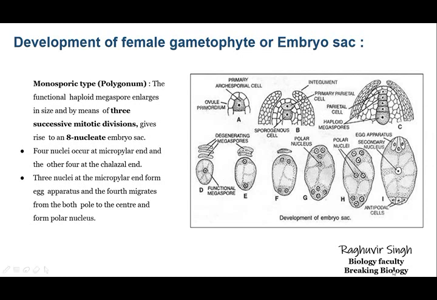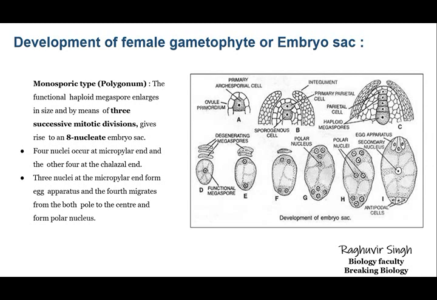Now the remaining 3 nuclei at each pole are surrounded by cytoplasm, forming 3 cells. The 3 cells toward the micropyle are called the egg apparatus, whereas the 3 cells toward the chalaza form the antipodal cells. Both the polar nuclei are present in the central cell. They do not fuse at first, so it is a single cell but with 2 nuclei. But just before fertilization, they unite to form the secondary nucleus, which is the diploid condition, that is 2n.